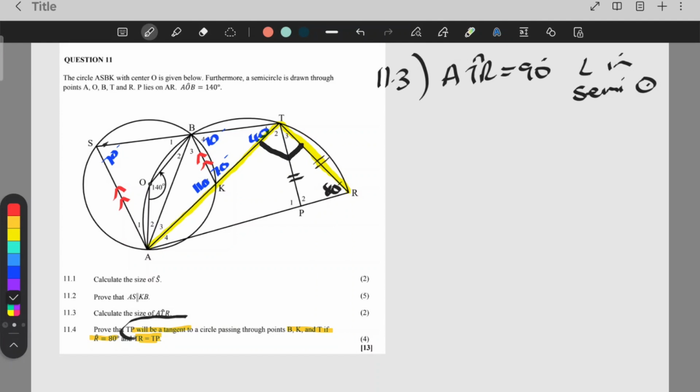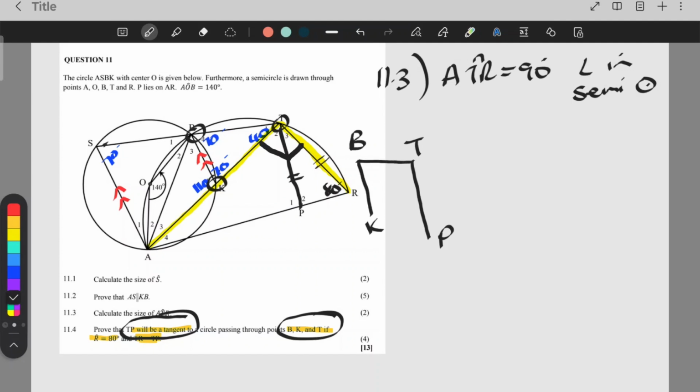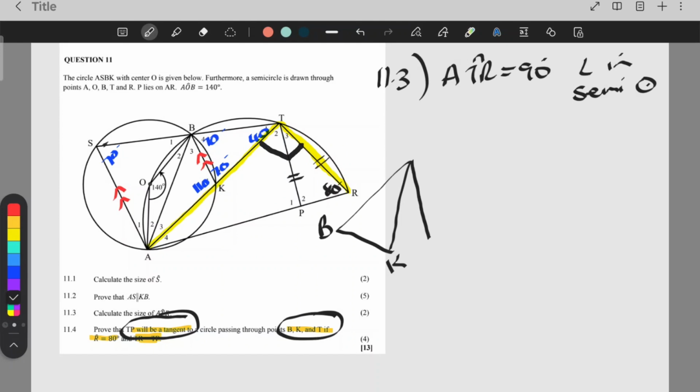Okay, so to prove a tangent to a circle, what I normally do is, I'm going to take it out. Then the circle is BKT. So here's TP. So this is T, this is P, and then B is here, K is there, and back to T. So we actually need to prove that this angle over here is the same as that. If they are the same, then TP is a tangent.